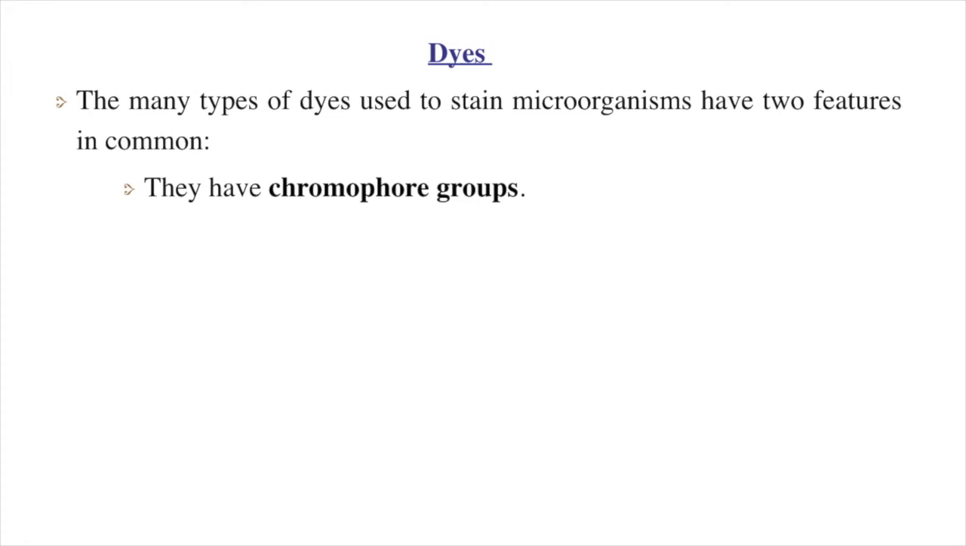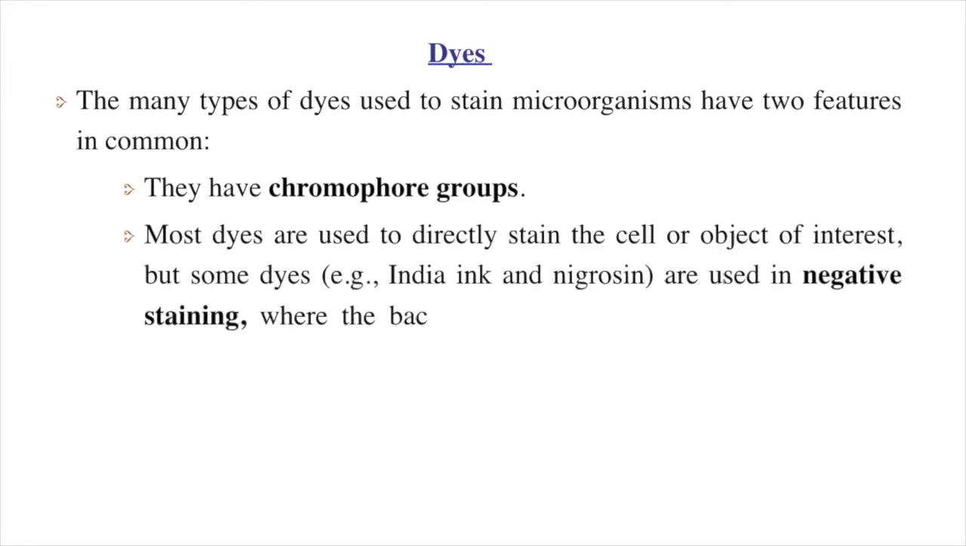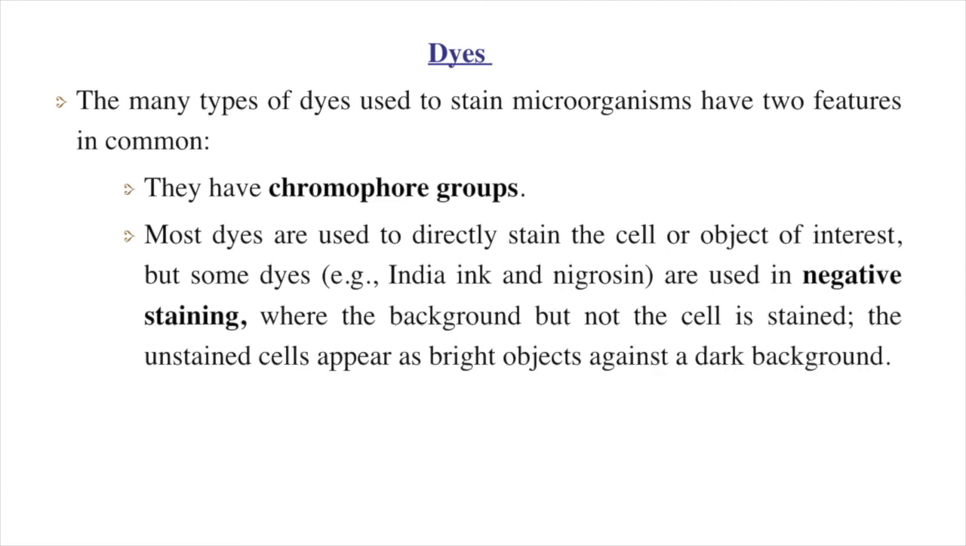The conjugated double bond group present in the chromophores is what gives the dye its color. These chromophore groups bind with the microbial cells with the help of ionic, covalent or hydrophobic bonds to apply the stain to the microorganisms. Another important character of the dye is that most dyes are used to directly stain the cell or the object of interest. But some dyes such as India ink and nigrosin are used in negative staining, where the background but not the cell is stained. The unstained cells appear as bright objects against a dark background.